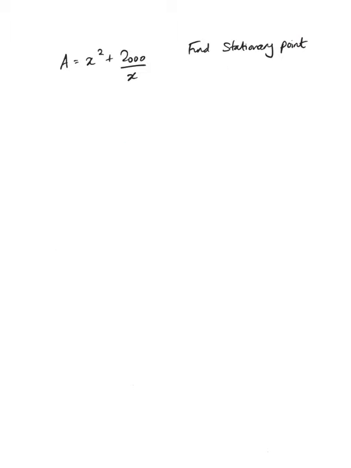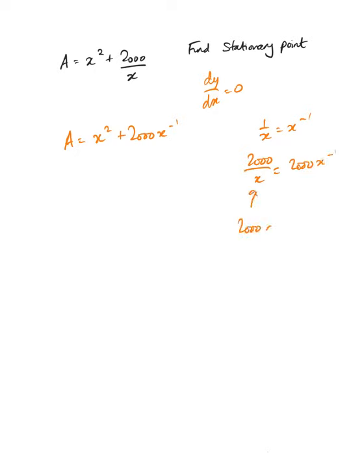So now if I want to find the stationary point, that's where dA dx equals 0. So I need to find dA dx. Now before I actually start trying to find dA dx, I need to have the whole thing in index form. Now if you remember, 1 over x equals x to the power of minus 1, so 2000 over x equals 2000 x to the minus 1. If you're unsure why, I could split that into 2000 times 1 over x.